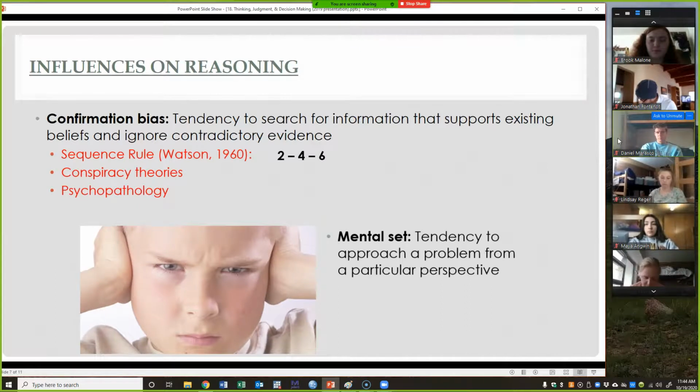Questions about mental set, confirmation bias, anything like that? Dr. Clapp. Yeah. For the confirmation bias, are there ways to reverse it, or is it just always there? Yeah, that's a good question, Maya. It's kind of always there.